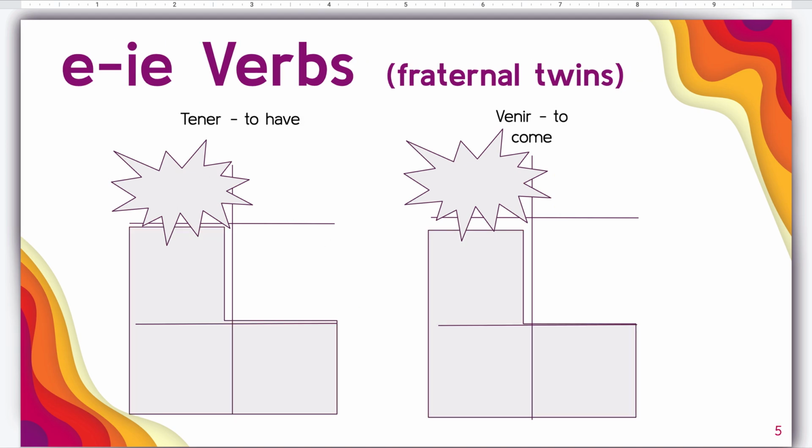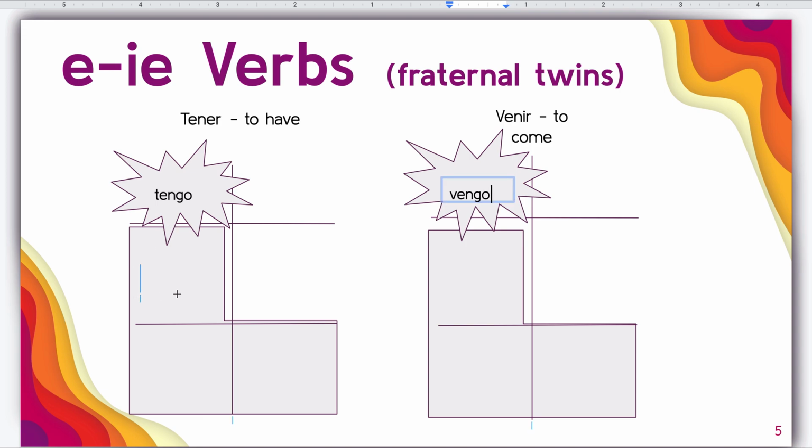Now that brings me to the next one, which are E to IE verbs, which are fraternal twins. The reason why I call them fraternal twins and not identical is because they are very similar, but they have one difference. One's an ER verb, one's an IR verb. So you can't just copy them to each other. But again, they look almost exactly alike, but there's just one small difference with their endings. All right, so the yo form of tener, which you might know, is tengo. Like yo tengo 16 años. The yo form of venir looks exactly like that. It is vengo.